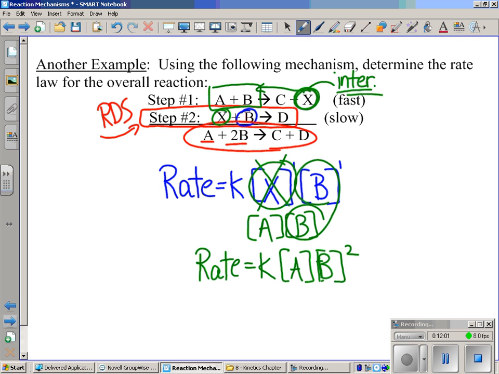So it'll be B squared. So again, keep an eye out for those intermediates. They can't be in the rate law. Write that down for yourself. Intermediate cannot be in the rate law.